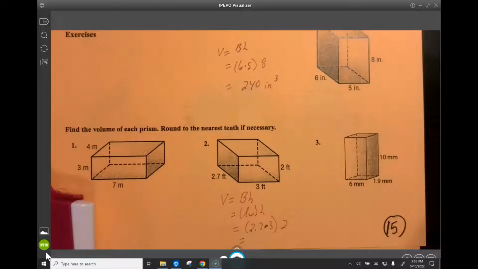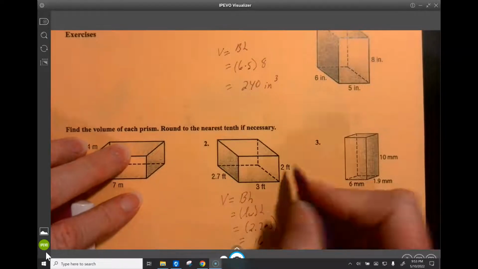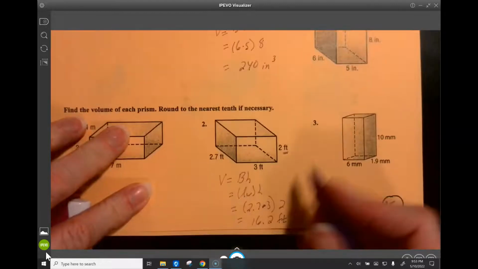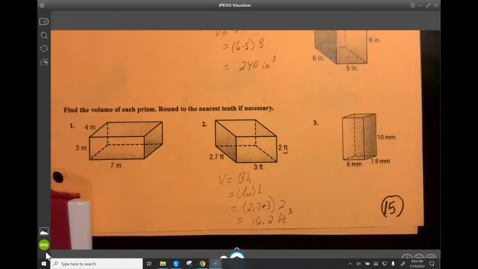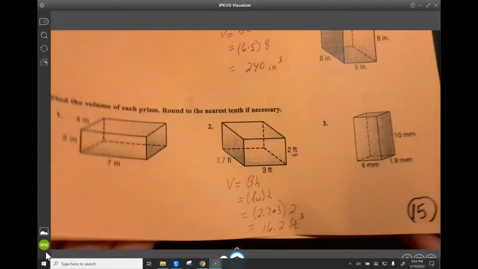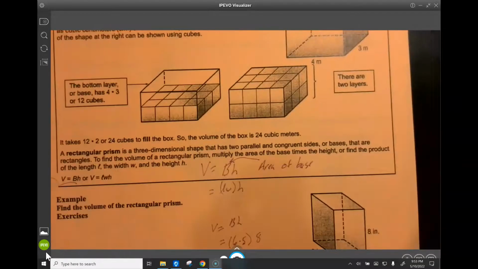2.7 times 3 times 2. And we get 16.2 feet. And it's volume, so it's feet cubed. Okay, that's all you're doing. Really easy. Rectangular prisms, formula, area of the base times the height. Easiest one because it's length times width.